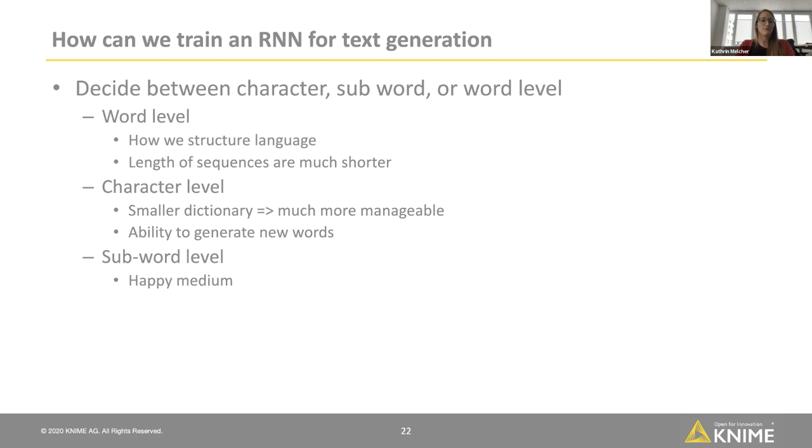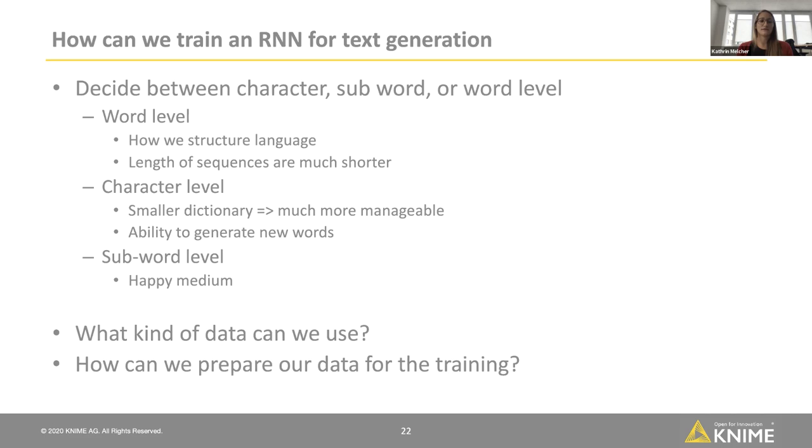Now then, we want to start training our recurrent neural networks for text generation. We have to think about what kind of data can we use to actually train our recurrent neural network, and how can we prepare our data for the training. What kind of data can you use?